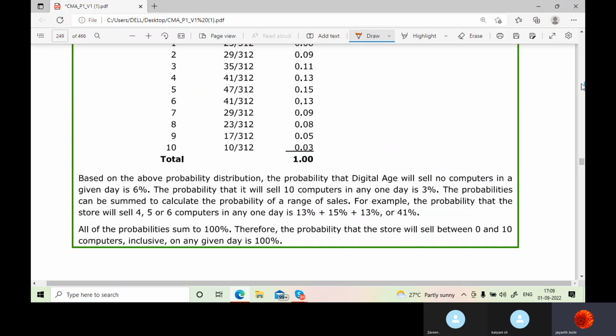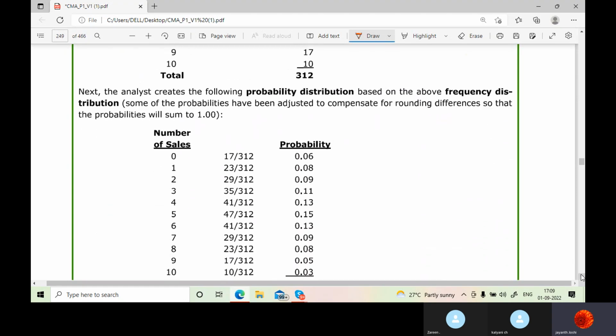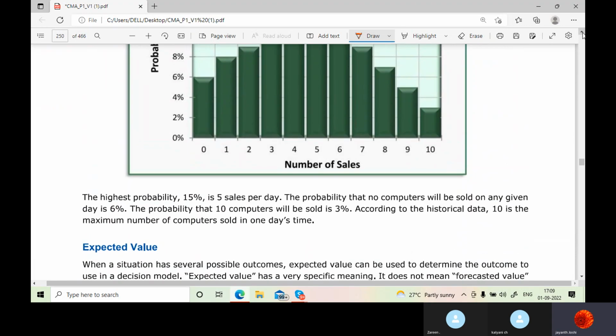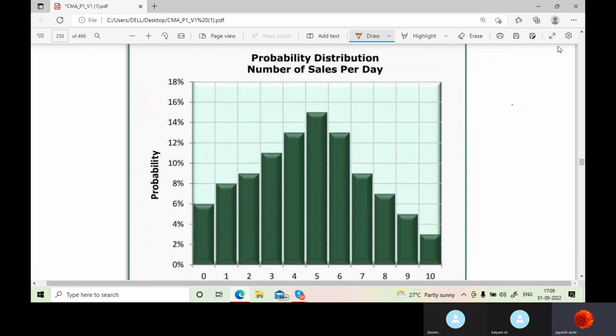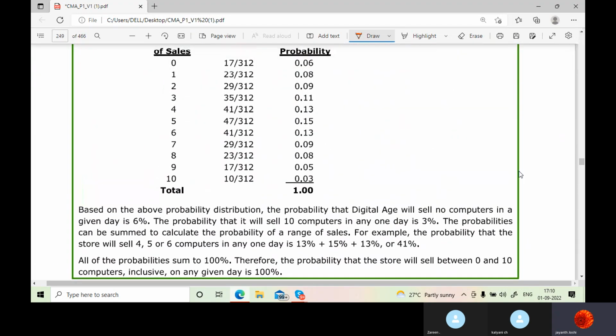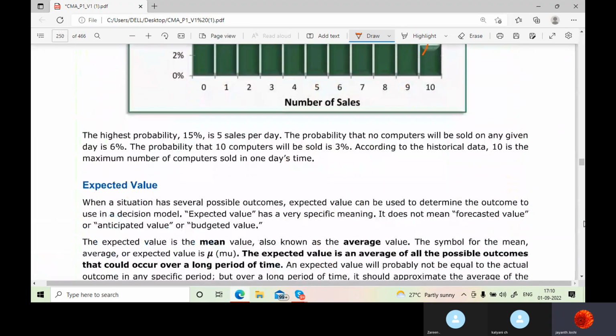Now you can see the previous graph, the number of sales and the probability we have made. So again here you can see number of sales and the probability. So zero sales 6% probability, 1 unit sale 8% probability, and this is discrete. You can count this, correct? But if I make it like this, it becomes continuous. That's the only thing I wanted to explain. So based upon the graph, they have made a distribution.